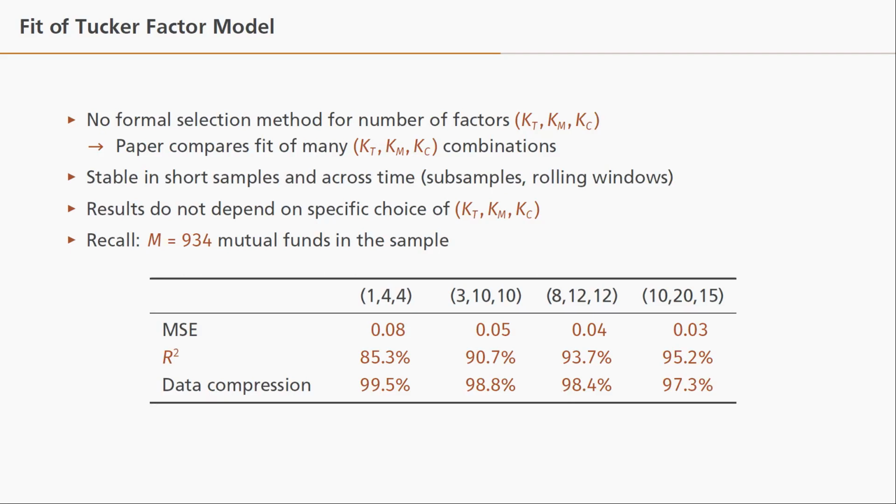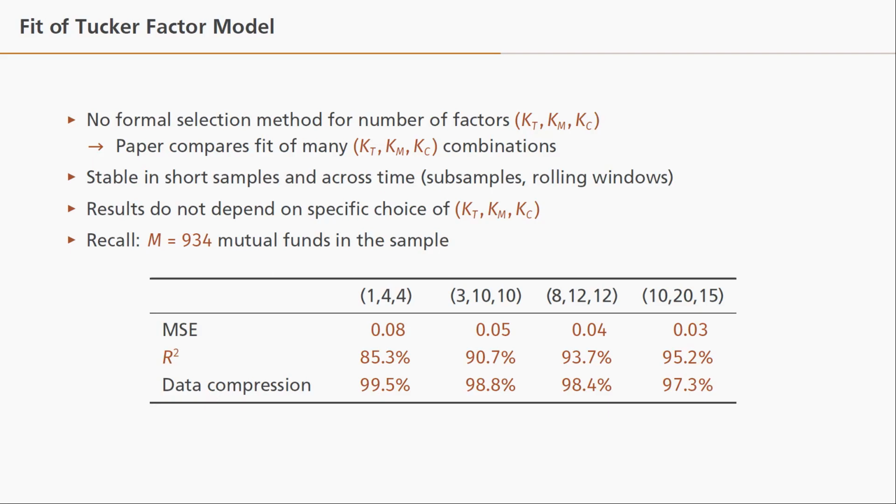So in the paper, I compare the fit of many combinations. I find it's stable in short samples, it's stable across time. I do subsample analysis, I do rolling windows. It's in the paper, you get very robust fits. And none of the results that I find really depend on the specific choice of these three Ks.